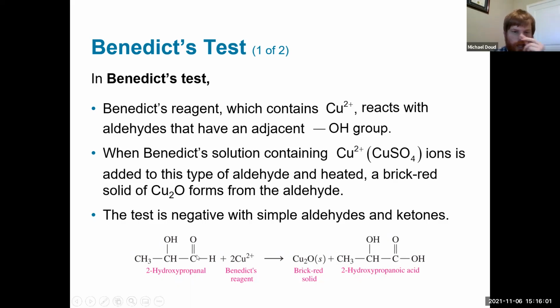So this is, for example, 2-hydroxypropanal. So it's a propanal aldehyde with a hydroxy group right next to it on the second carbon. What happens is basically when you add this in, it will oxidize the aldehyde to the carboxylic acid. And what you're left over with is a brick red solid. So you take a copper 2 sulfate solution, which is nice and blue. You treat it with one of these 2-hydroxy aldehydes, and you end up seeing a brick red solid that forms.